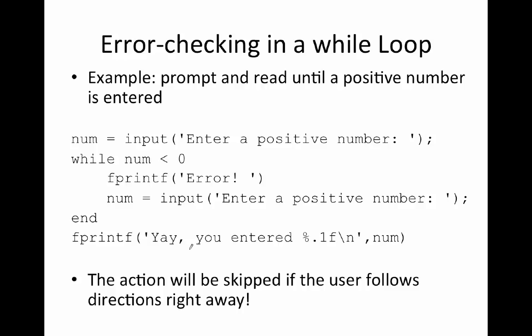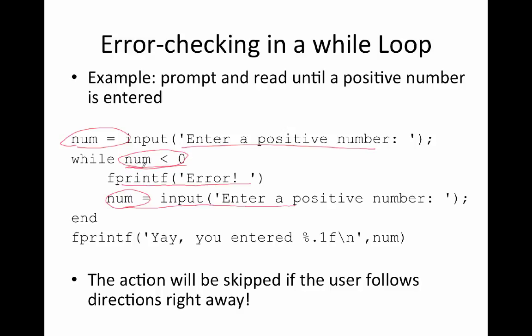So for example, let's say we want a positive number. So we're going to prompt the user for a positive number, and we're going to keep prompting for a positive number until the user does in fact enter a positive number. So in this case, we're going to start with the prompt. We're going to say enter a positive number and store the result in a variable num. And we're going to say while num is not positive, so while it's less than 0, that means it's invalid, so we're going to print an error message and then prompt the user again to enter a positive number and again store the result in num.